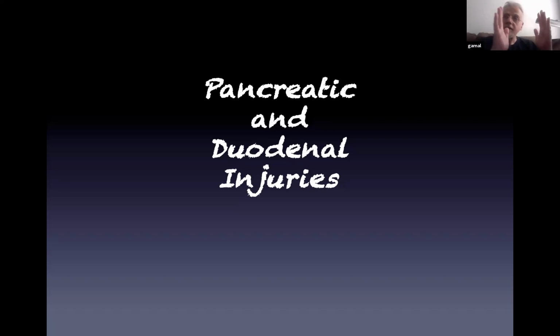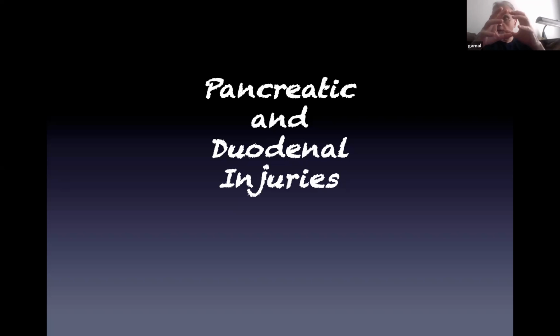Now, having done these two, you are going to add adjunct, adjuvant, supporting measures to your repair of the duodenum, because you have a major duodenal injury. How can you support that? You can support it in many different ways. There are mandatory things you should do, and one of them is intraduodenal decompression of the pressure.